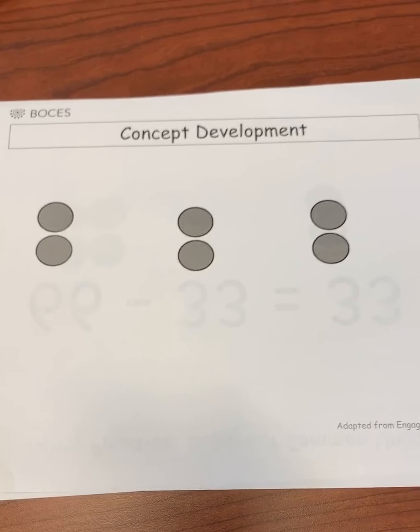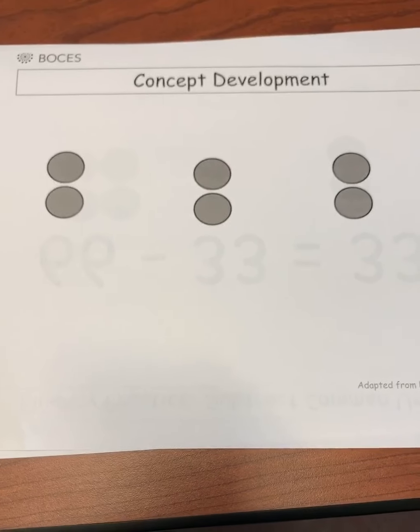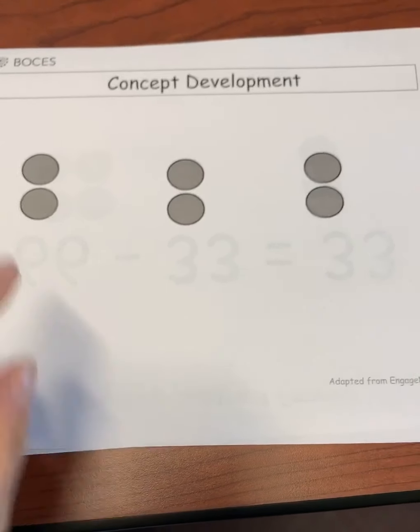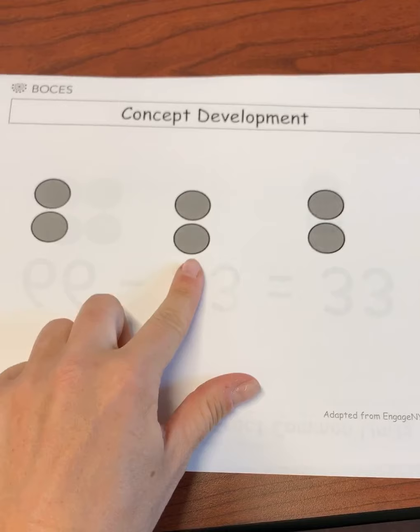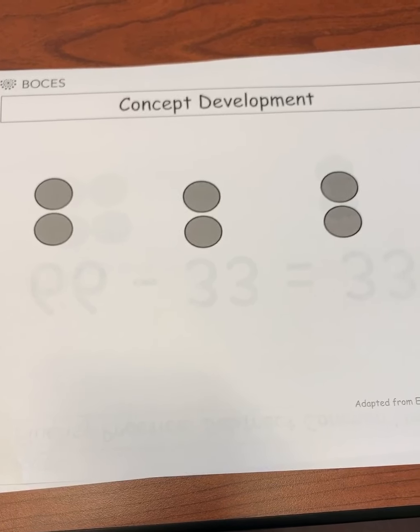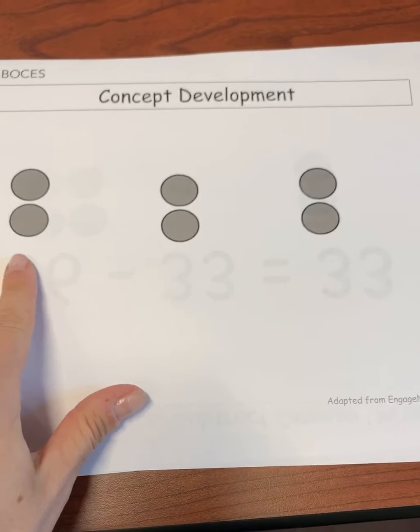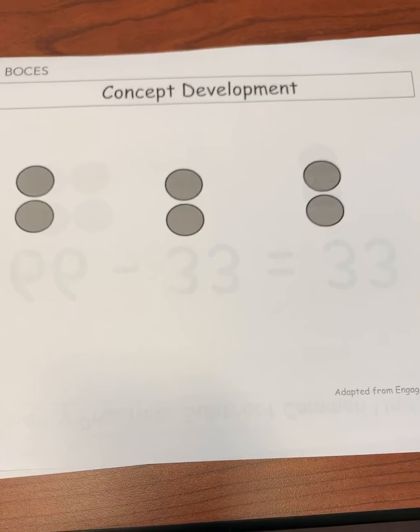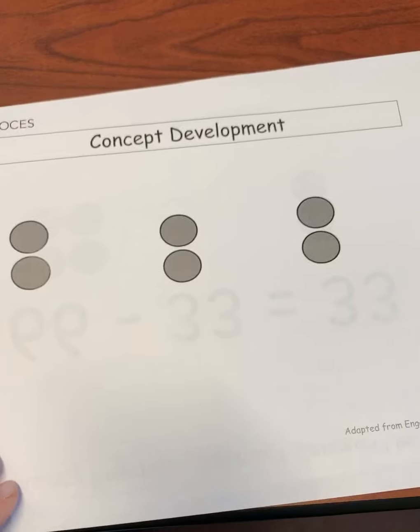So in front of us, if you see these 6 counters, they are definitely separated into equal groups. I have a group of 2, a group of 2, and a group of 2. So that I could multiply. I could also do repeated addition, right? 2 plus 2 plus 2. So again, you have to have equal groups.